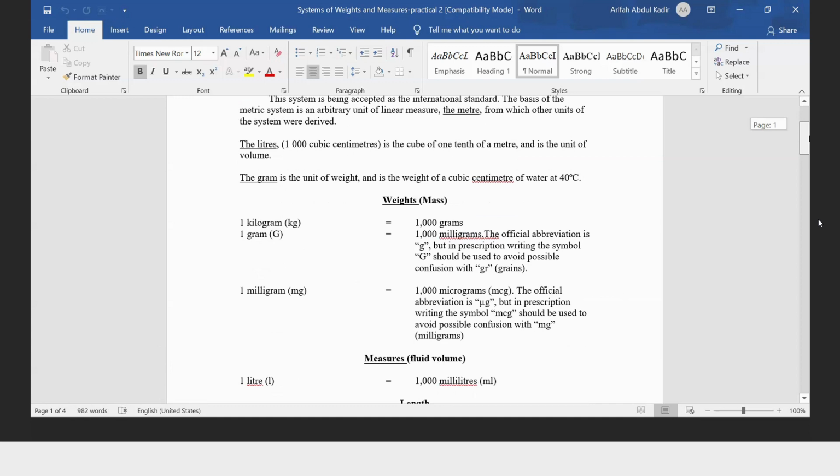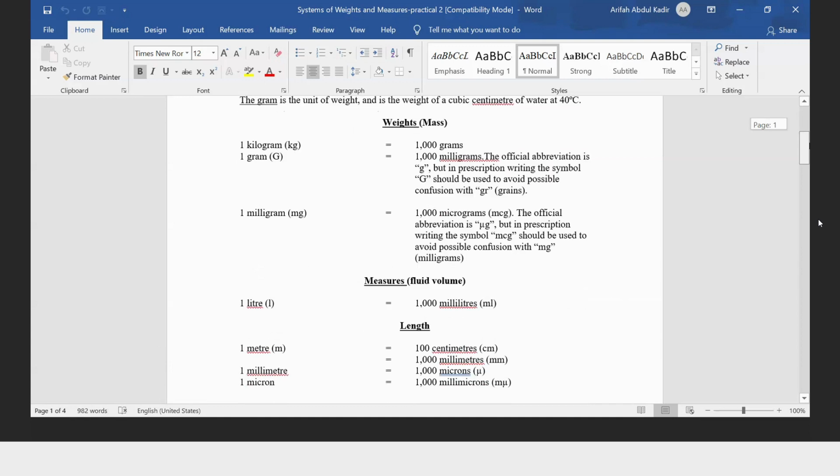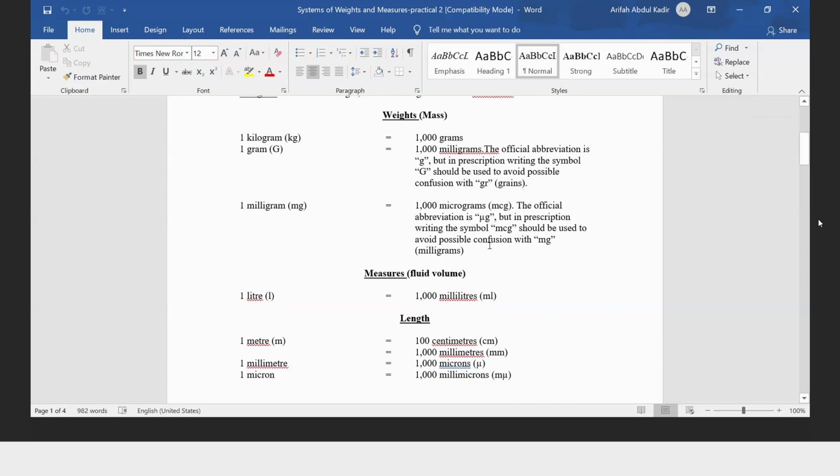All right. So we'll look at weight and mass, and for fluid, the volume. Fluid volume will be measured in fluid volume units. So weights, what is important here? Kilogram, gram, milligram, all these are very important. Why? Because the weight of the animal is always in kilogram.